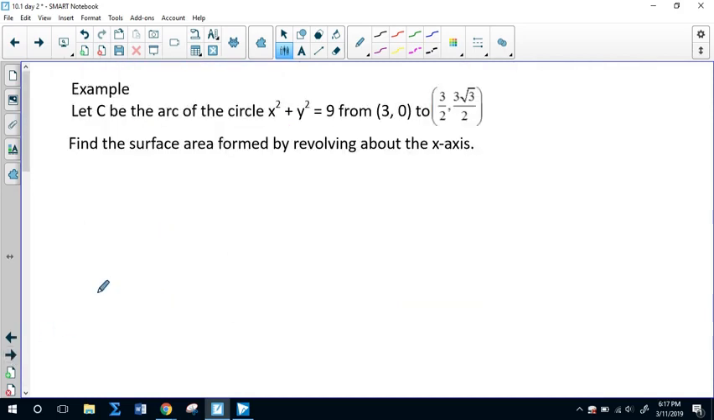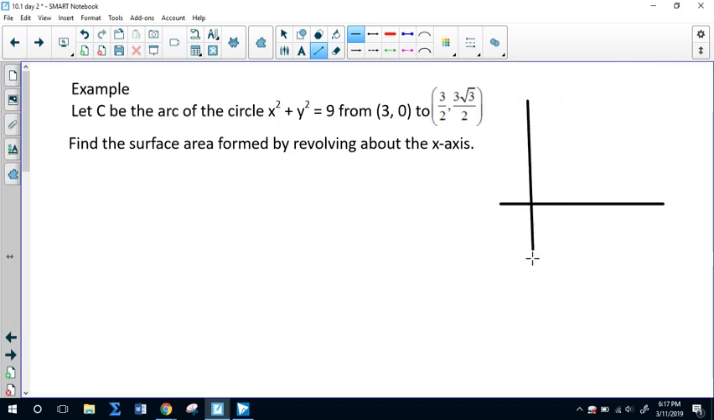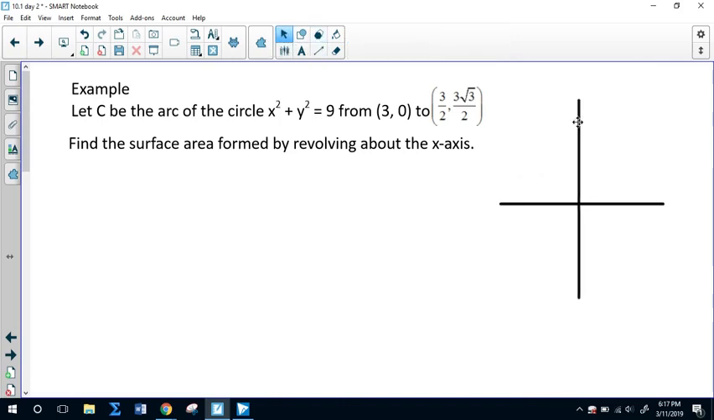Okay, next problem. I'm actually going to try and do an ugly sketch as opposed to using Desmos here. So we're going to create an arc of a circle. The circle is centered at the origin, and we want to figure out the length of the arc when you're going from the point (3, 0) to the point (3/2, 3 root 3 over 2). So let me get the circle in the right spot here. That ought to do it.